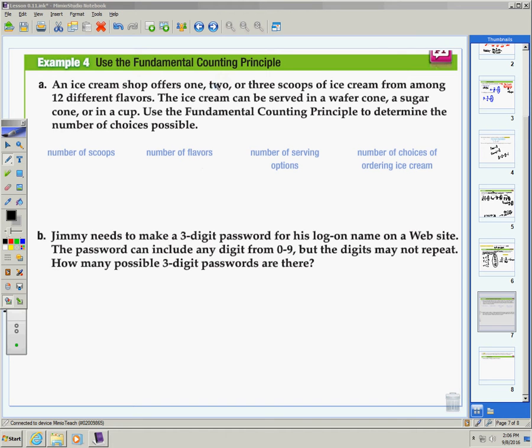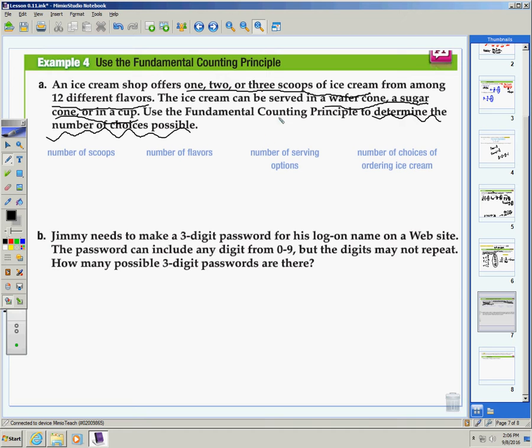We're going to use the fundamental counting principle, and you're going to see how easy it makes some of these problems. So an ice cream shop offers 1, 2, or 3 scoops of ice cream from among 12 different flavors. The ice cream can be served in a wafer cone, a sugar cone, or a cup. We're going to use the fundamental counting principle to determine the number of choices possible.